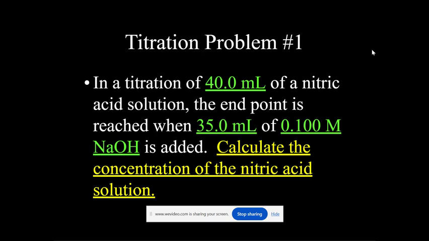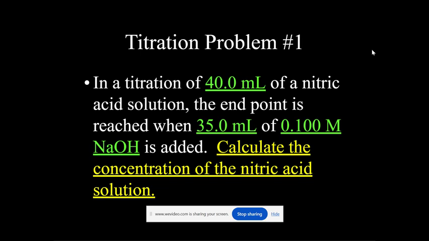All right, so we didn't do this yesterday. We're starting here today. So let's say we have a problem and we're doing a titration, and we have a titration of 40 milliliters of a nitric acid solution. The end point, which is where you see the color change, is reached when 35 milliliters of a 0.0100 molar NaOH is added. Calculate the concentration of the nitric acid solution. So this is really similar to what we're going to do on Thursday. We're going to have, instead of nitric acid, hydrochloric acid. But otherwise, this is really similar.